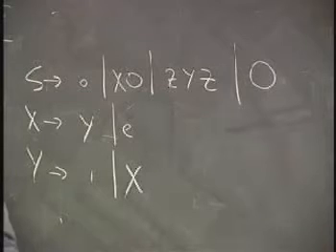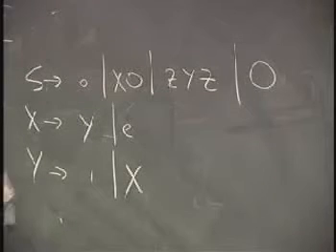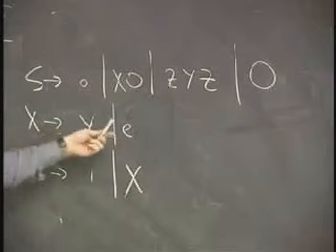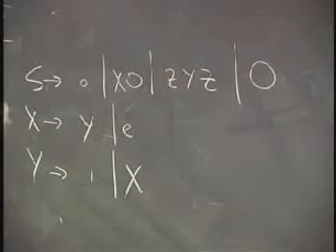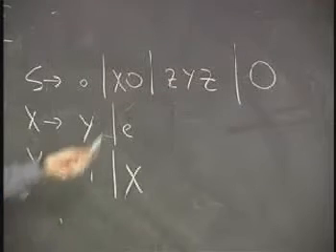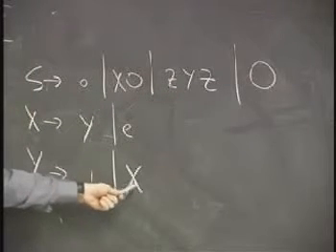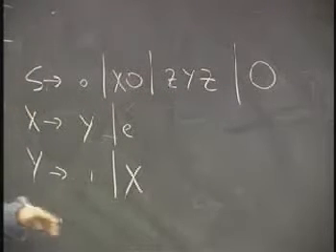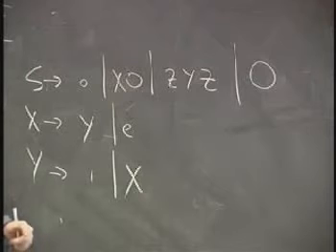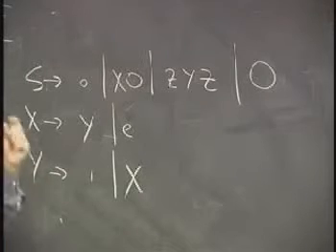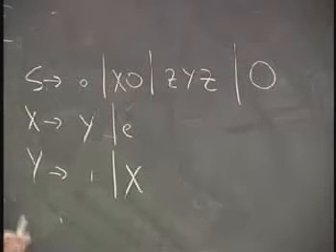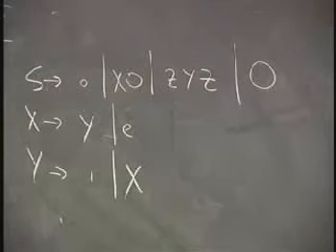How do you check for nullable non-terminals? This is like a simple loop. Start with all the E productions. What are they? X goes to E. Now, look for all productions that contain just X's or E's, or combinations of them. Well, not that one. That's got an O in it. Not that one. That one. So you just work your way backwards from the base case, looking for right sides that have just empty strings, finding all the non-terminals that can go to them, and then you get a new set.